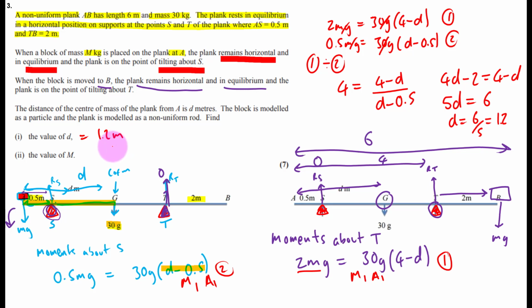Find the value of m. Well, how can we find the value of m? We can substitute d into any one of these. I mean, not m, but d. Let d equals 1.2 here, type in the calculator and just solve it, and you'll get m equals 42, because you can expand all this out and solve it. And this will give you a dependent method mark and an accuracy mark for finding m. Okay, and then that should hopefully explain that question to you all.